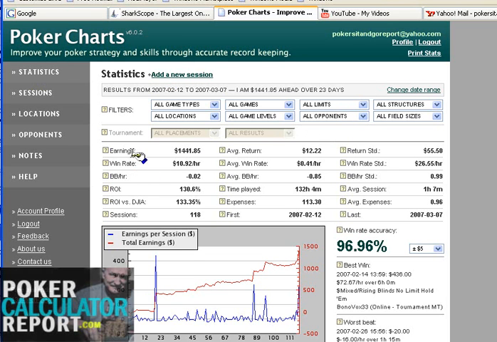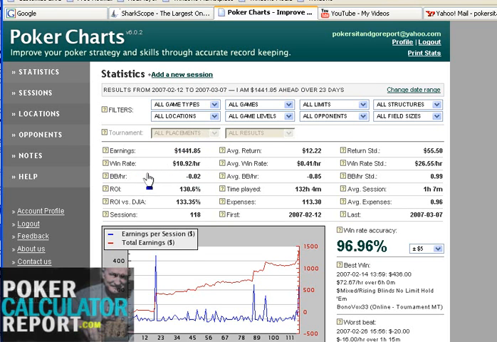Here is basically my earnings. I've been doing this for I guess maybe close to a month now. My earnings over that period, it's saying here, is 1441.85. My win rate per hour is $10.92. I think that's pretty decent.